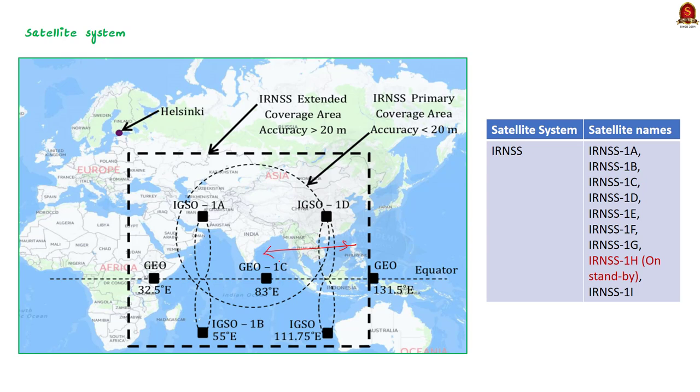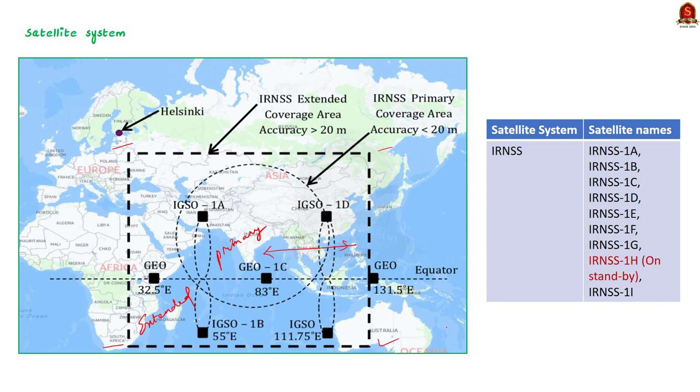This is the primary service area of NavIC. There is an extended area also. It generally lies between the primary service area and the area enclosed by the rectangle from latitude 30 degree south to 50 degree north and from longitudes between 30 degree east to 130 degree east.